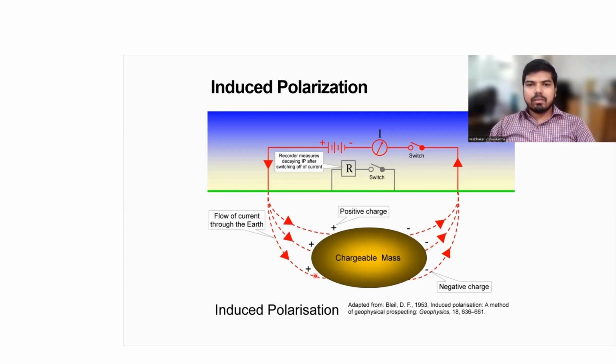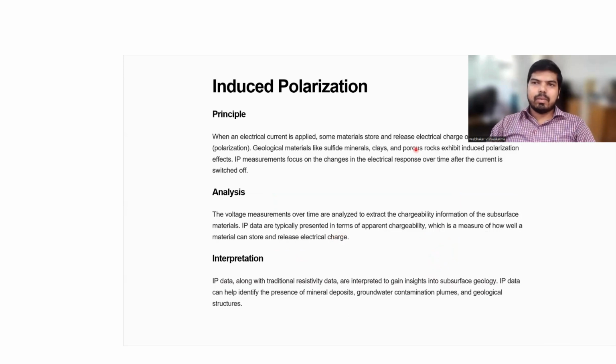After that, some ions gather on the surface of the chargeable body, and this creates the induced polarization. Let us understand it in a descriptive manner. When an electric current is applied, some materials store and release the electric charge, which is called induced polarization. Geological materials like sulfide minerals, clay, and porous rock exhibit the induced polarization effect.